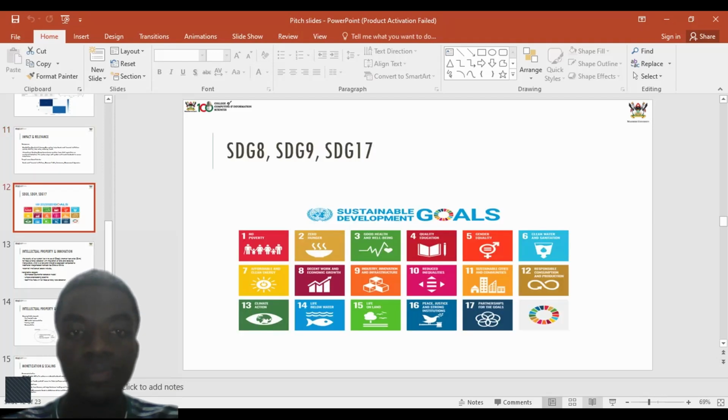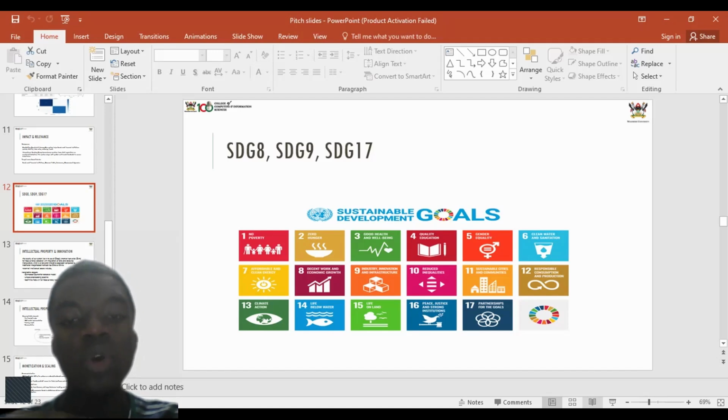And then we are having the relevance of our system to the SDGs, which are the Sustainable Development Goals. It's relevant to SDG number 8, SDG number 9, and SDG number 17. SDG number 8 briefly talks about decent work and economic growth. Of course, we know inflation, which is brought about by fake currency in circulation, hinders economic growth. And then SDG number 9, which talks about industry, innovation and infrastructure.